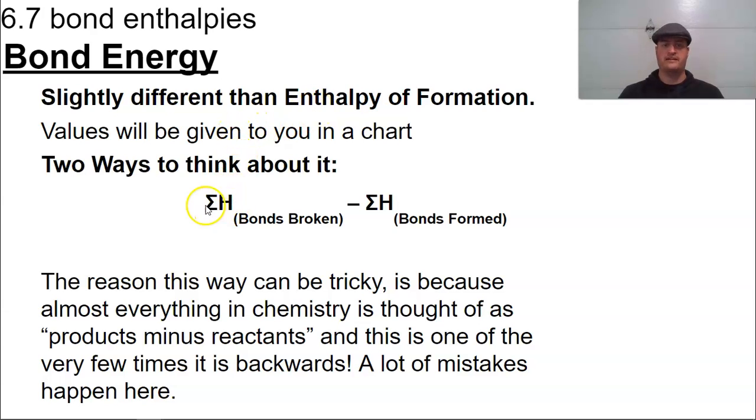Two ways to think about it. The sum of all of the bonds broken minus the sum of all of the bonds formed. This can always be kind of tricky because we often think of products minus reactants, and this one's backwards. So a lot of mistakes happen here, and so there's a couple ways you can really think about it.